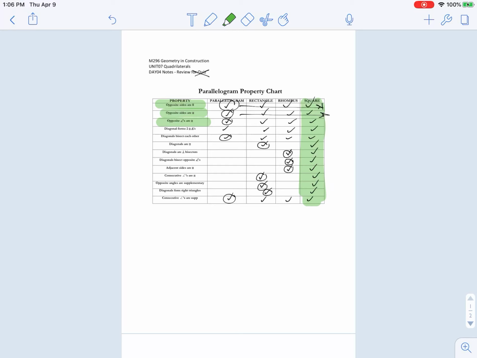The rest of it's going to be just a quick review of these kind of facts. We're going to do this review for a couple days, and then we will move on and talk about trapezoids and kites to finish off the chapter.